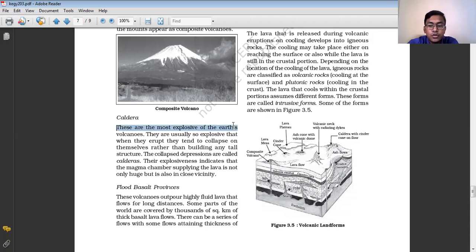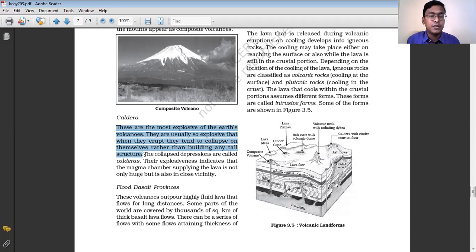So these are the most explosive of the Earth's volcanoes. They are usually so explosive that when they erupt, they tend to collapse on themselves rather than building any tall structure. They are so explosive that when the lava comes out, it causes so much explosion that the top of the volcano collapses.